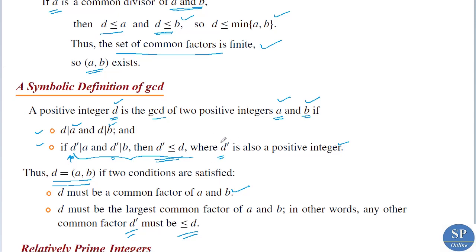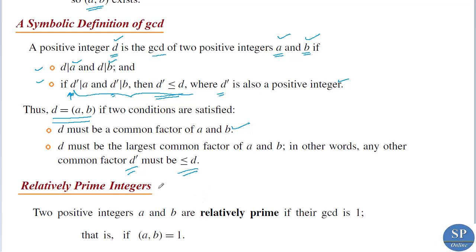Next, we have an important terminology, relatively prime integers. Suppose we have two integers a and b. Then these two integers a and b are said to be relatively prime if their GCD is 1. That is, if GCD of a, b equals 1, then we can say that a and b are relatively prime.